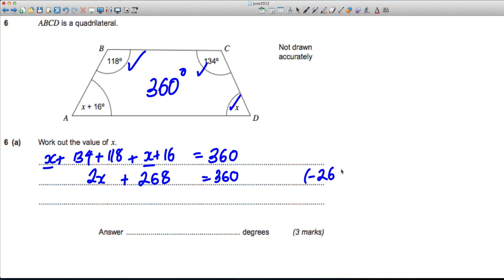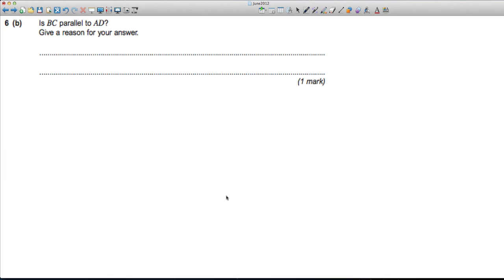So subtract 268 off both sides. 2x would therefore be equal to 92. And divide both sides by 2. X would therefore be equal to 46. So x would be 46 degrees, and you're done. Easy, easy, 3 marks. Is BC parallel to AD? Give a reason for your answer.